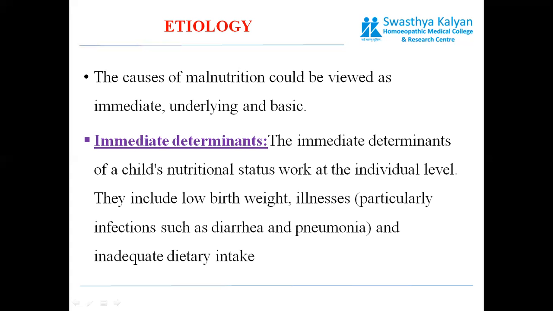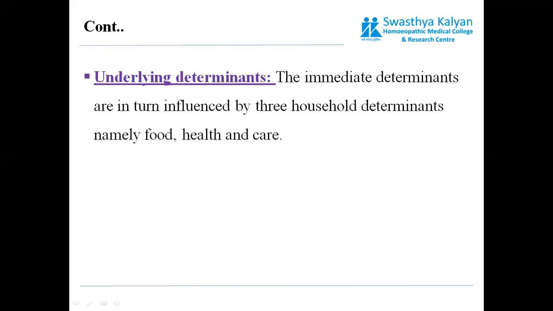Next is underlying determinants. Now, the immediate determinants are in turn influenced by three household determinants, that is food, health, and care. Immediate determinants work at the individual level, and they are low birth weight, diarrhea, pneumonia, infections, and improper dietary intake. These immediate determinants are influenced by the underlying determinants, that is food, health, and care.